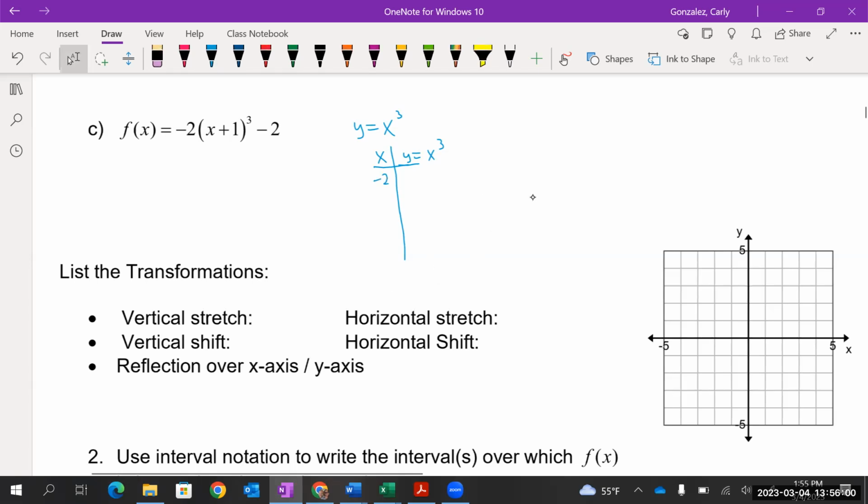But just to get a feel, we'll plug in -2, -1, 0, 1, and 2. So -2 cubed is the same as -2 times -2 times -2. So we get -2 times -2 is 4, times another -2 is -8.